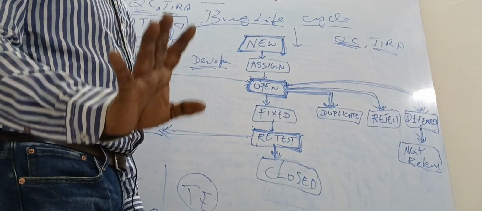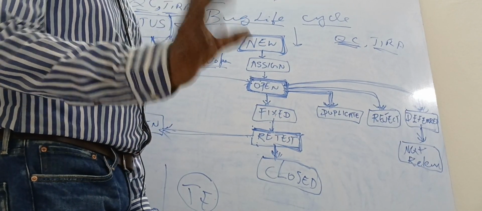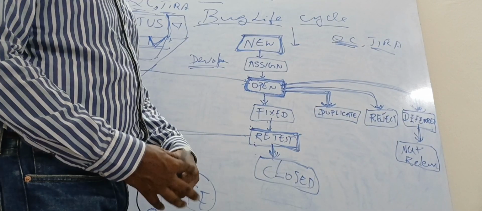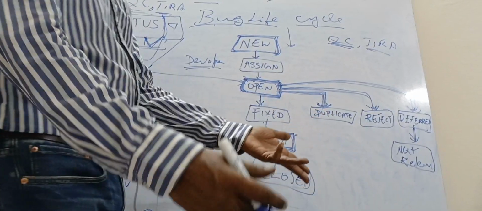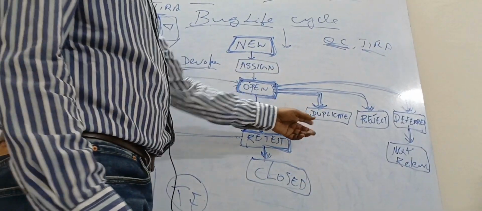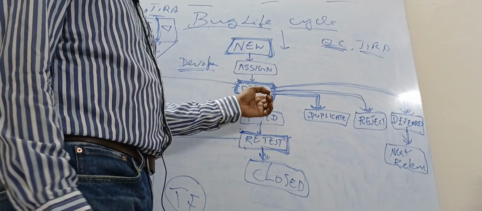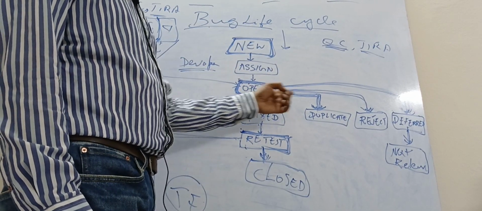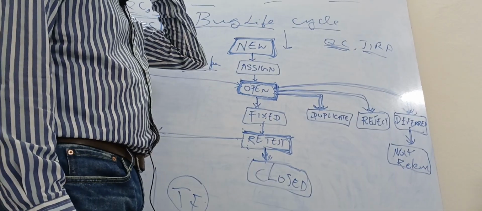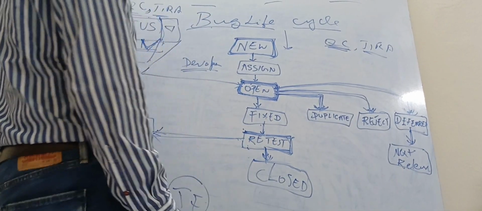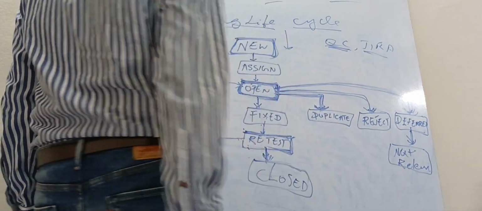Suppose it is a login functionality. So all the team might have worked. So 2-3 team members might have already worked. So immediately the developer will put the status as duplicate. Right? Developer will put the status as duplicate.